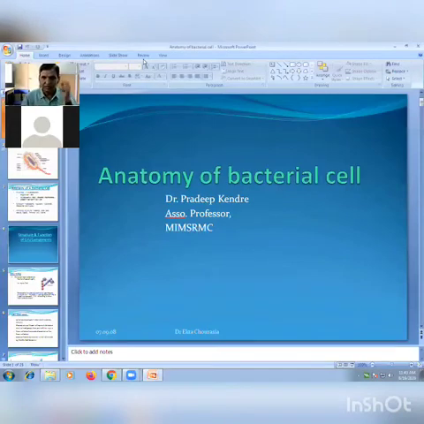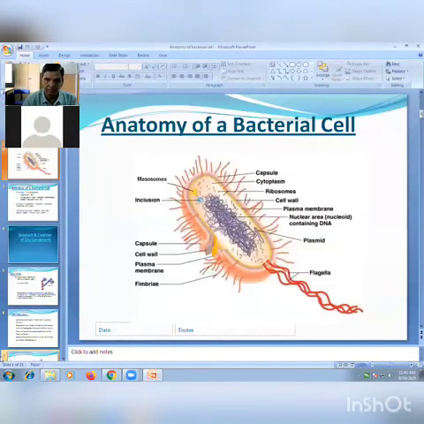So today's topic is anatomy of bacterial cell. In the last lecture, we completed the staining method, then the microscopy. So today we are starting the anatomy of bacterial cell, in which we are studying the various different parts of bacterial cell. A bacterial cell has a very simple anatomy.